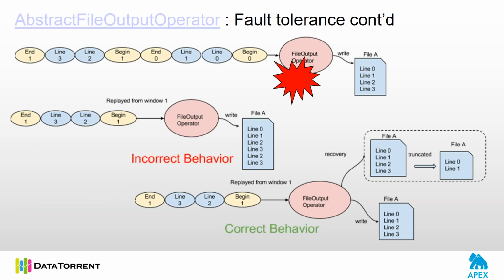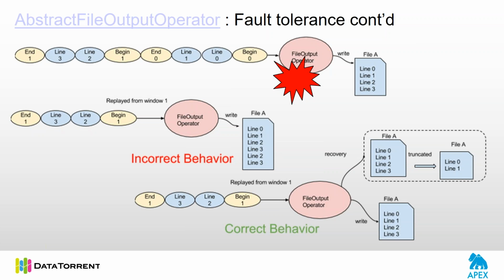In this example, there's a file output operator which is writing to file A, and it's just an extension of the previous example. Here, line 0 and line 1 tuples belong to window 0, and line 2 and line 3 belong to window 1. So this operator completes window 0, and then it appends line 2 and line 3 to file A, and just after flushing it crashes.